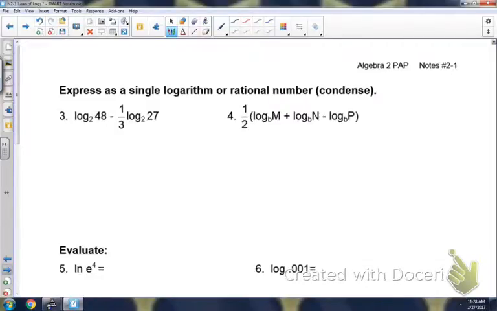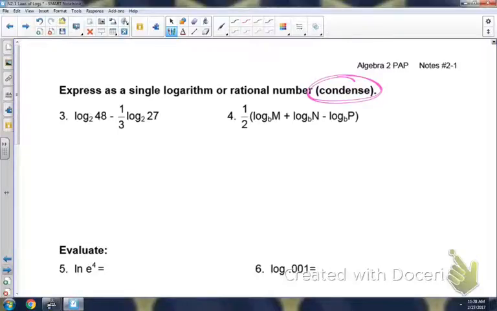If you look at 3, we are expressing as a single logarithm, which means you're going to condense. So that means we're going to put it in one log form. Okay, we're wanting to get it to where it only has one log. But notice that it says we're putting it in a single logarithm or a rational number. So if you can actually evaluate it at the end, make sure you go another step.